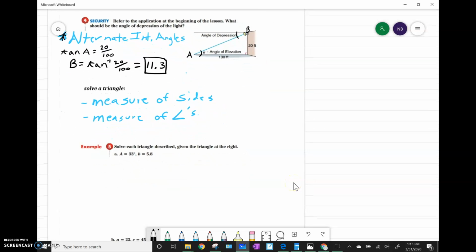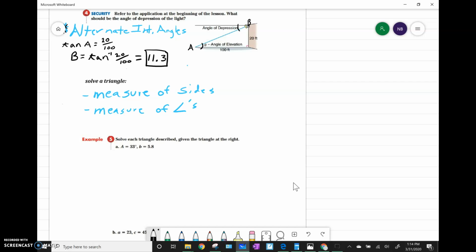And if we look at example 5, they've given us the angle of 33 degrees and a side of 5.8. So I'm just going to draw out a triangle with a right angle, and that right angle is going to be C. The side across from it is C. Here's angle A that they're telling us is 33 degrees. And we have B up here, angle B, which means this is side B, and over here is side A. And they've given us that B is 5.8.